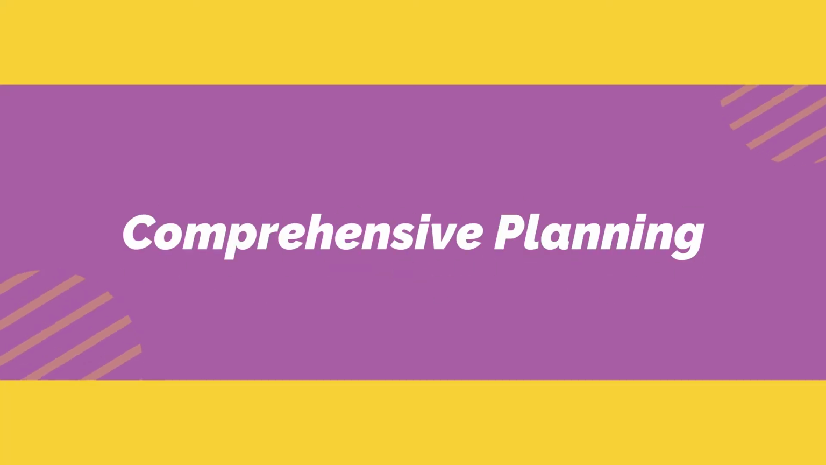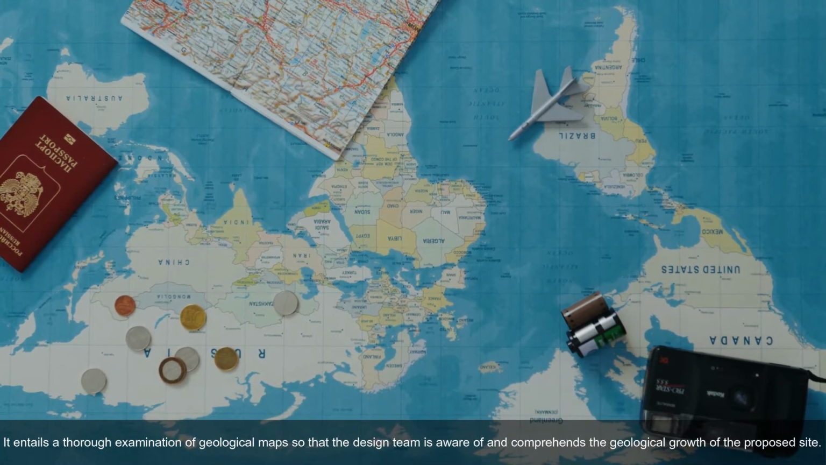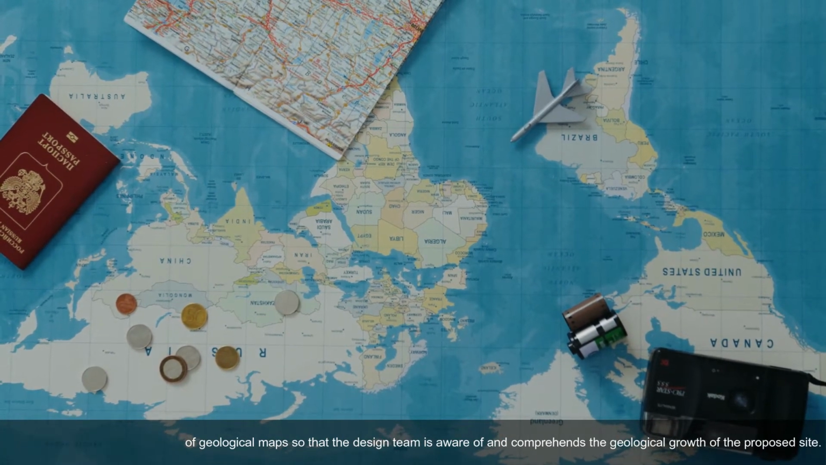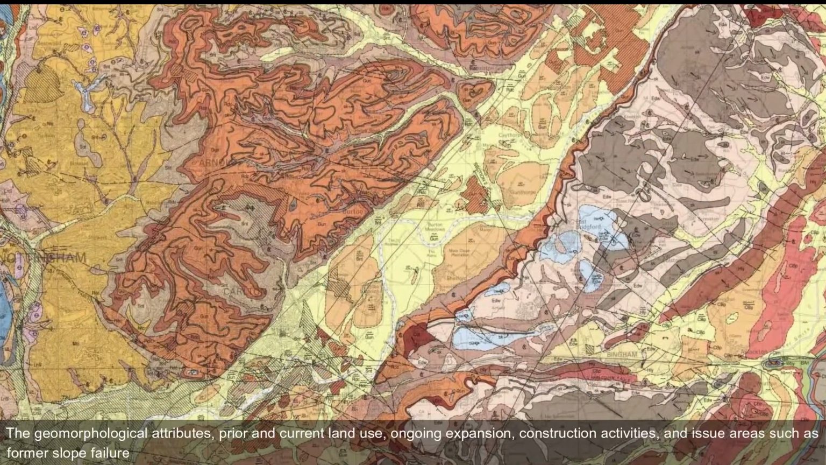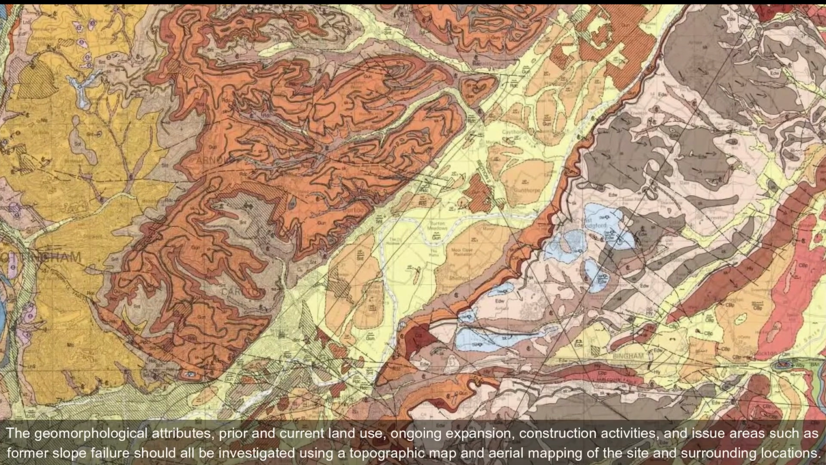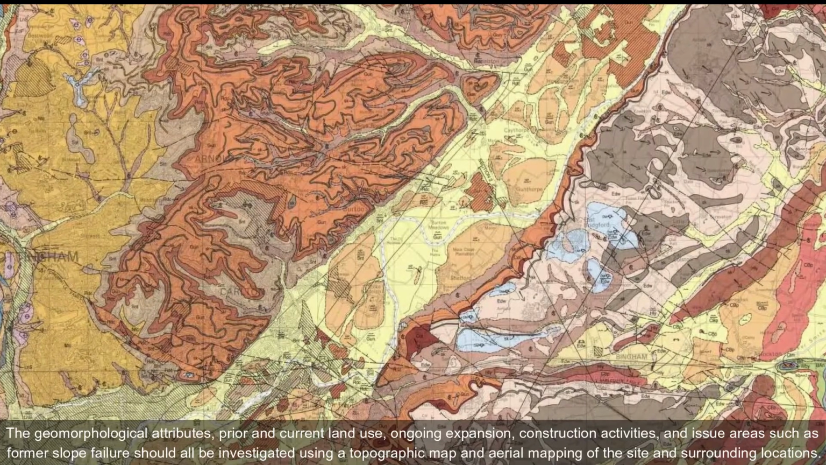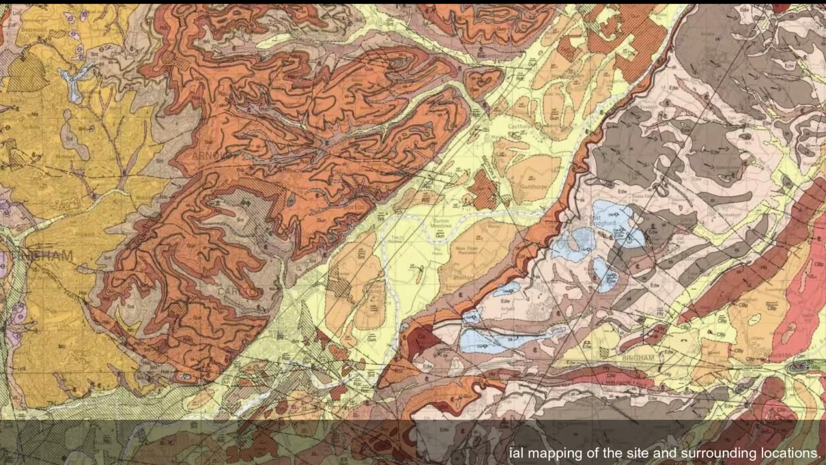Comprehensive planning. It entails a thorough examination of geological maps so that the design team is aware of and comprehends the geological growth of the proposed site. The geomorphological attributes, prior and current land use, ongoing expansion, construction activities, and issue areas such as former slope failure should all be investigated using a topographic map and aerial mapping of the site and surrounding locations.